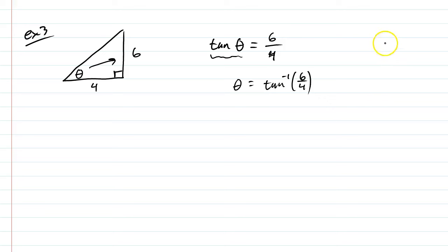So on an iPhone, you would have to do 6 divided by 4 first, and then you press the tan inverse button. Now tan inverse, you might have to hit a second button, and then it might appear. So you have to do some investigating. But if you have a calculator where you can just type it in, you type tan inverse, 6 divided by 4, and that's going to be 56.3 degrees. So you should probably stop the video, make sure that you can get 56.3 degrees.